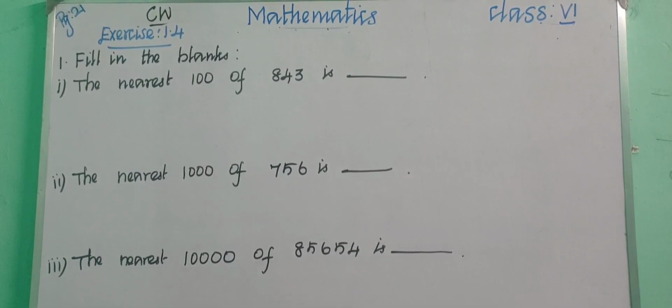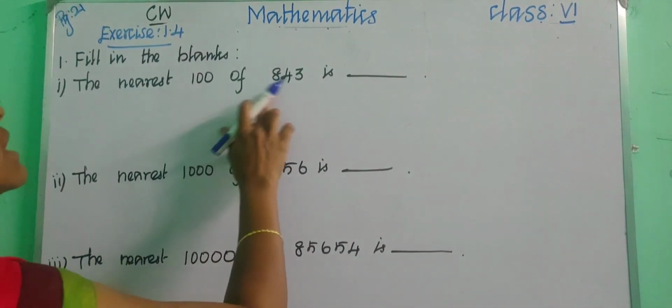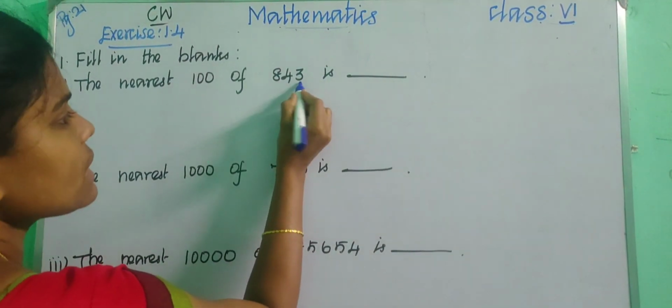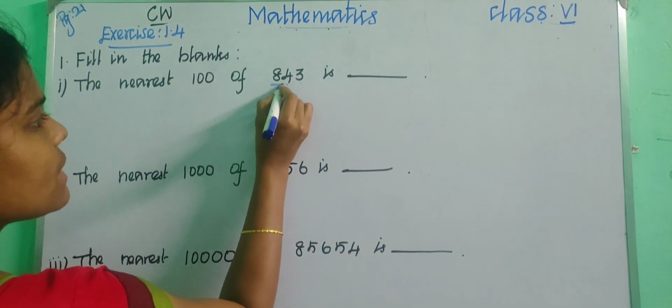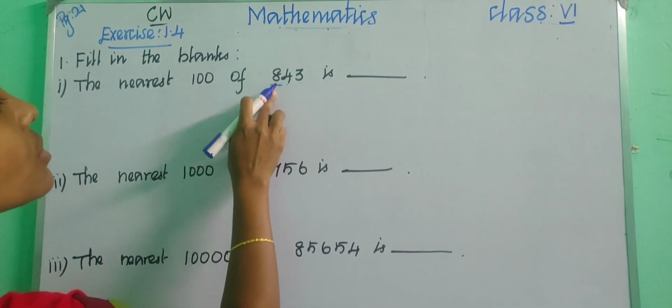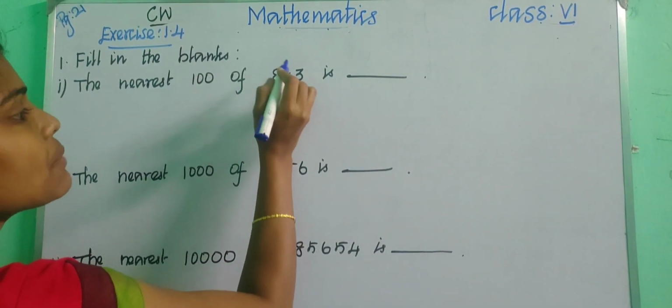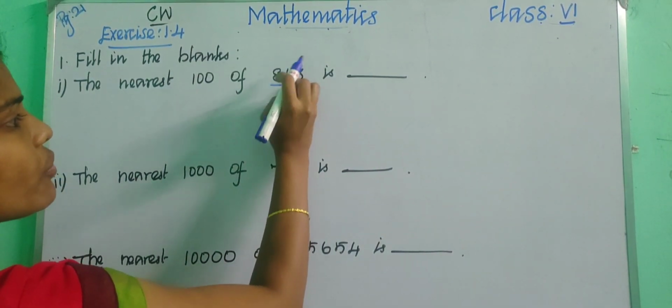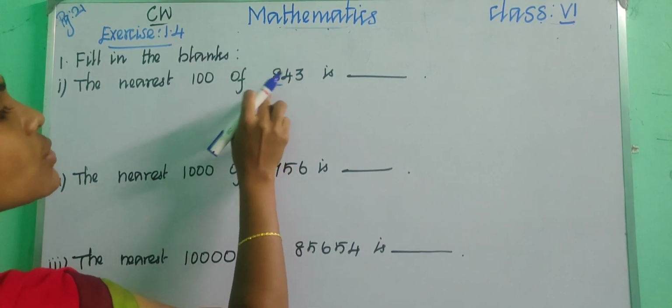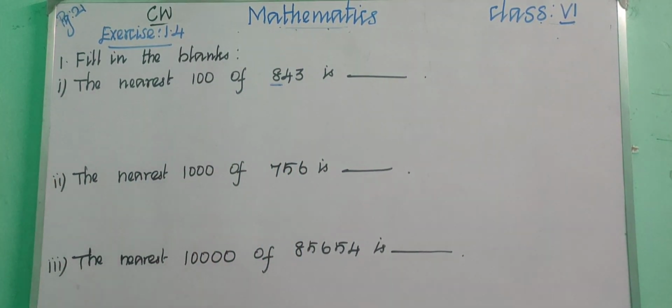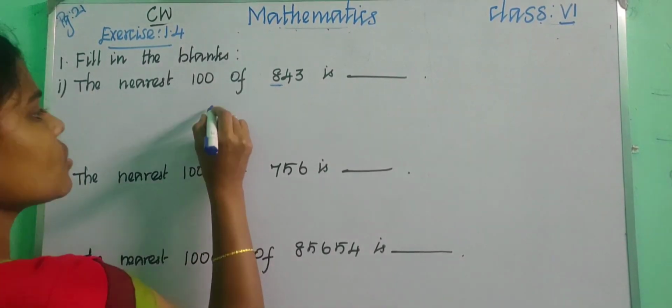Fill in the blanks. The nearest 100 of 843. Okay, children, we are going to find the nearest 100. So in 843, which is the hundreds place? Ones, tens, hundreds. This one is 100. So what do we need to do? We need to check the next place, the place next to the one which we are going to round off. So we are going to take 4.